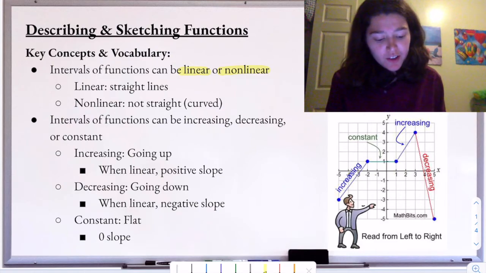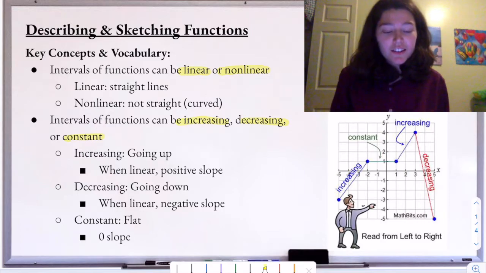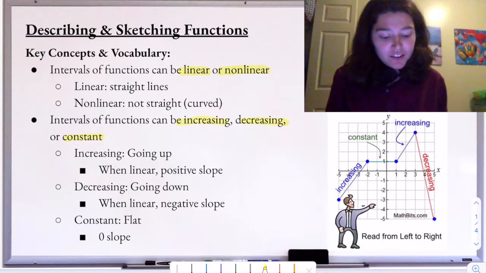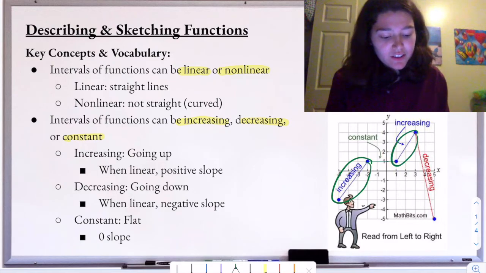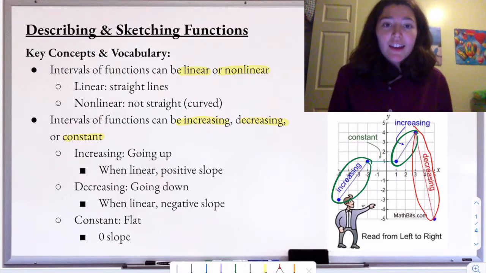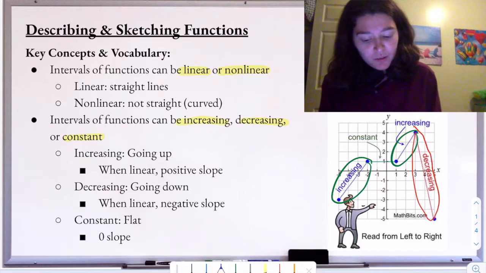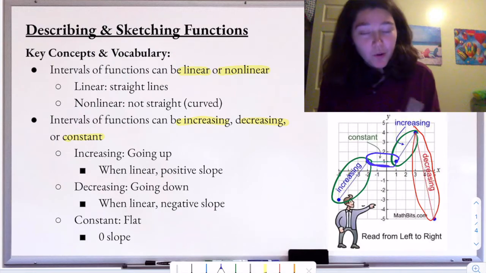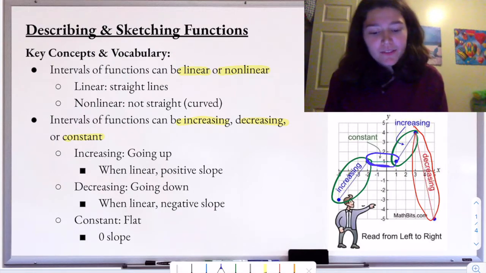And then additionally, we'll be thinking about the terms increasing, decreasing, and constant. So a graph is increasing when it's going up, or when a linear section has a positive slope. They're going to be decreasing when the graph is going down when we read it from left to right, and when it's a line, it's going to have a negative slope. And then we say it will be constant if it's horizontal. We have a zero slope and it's just flat.